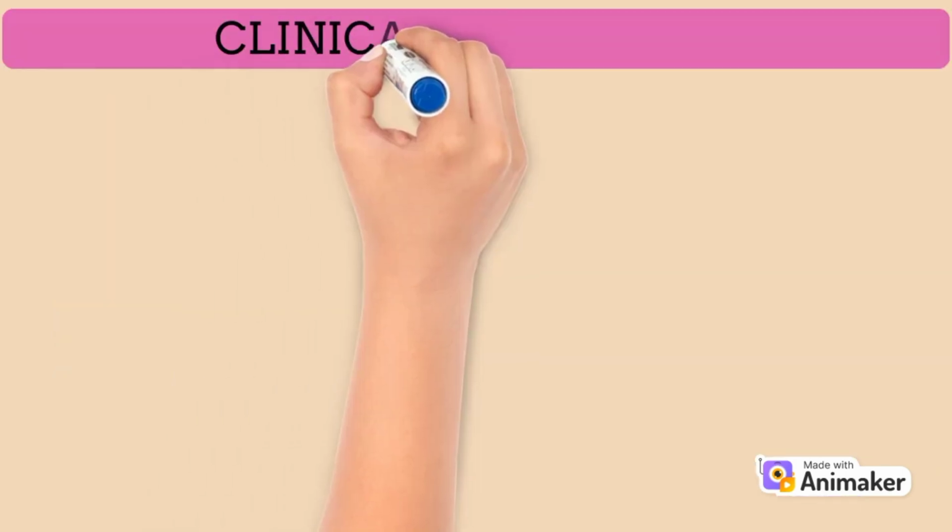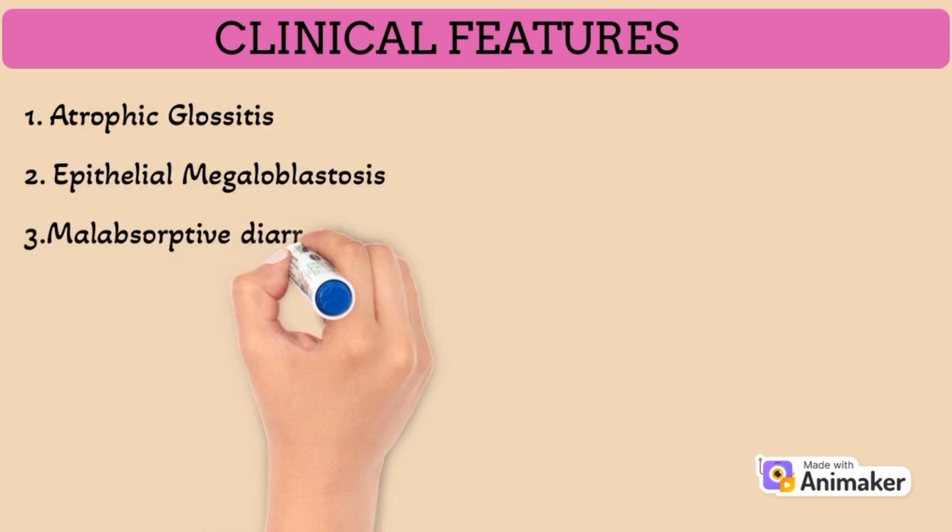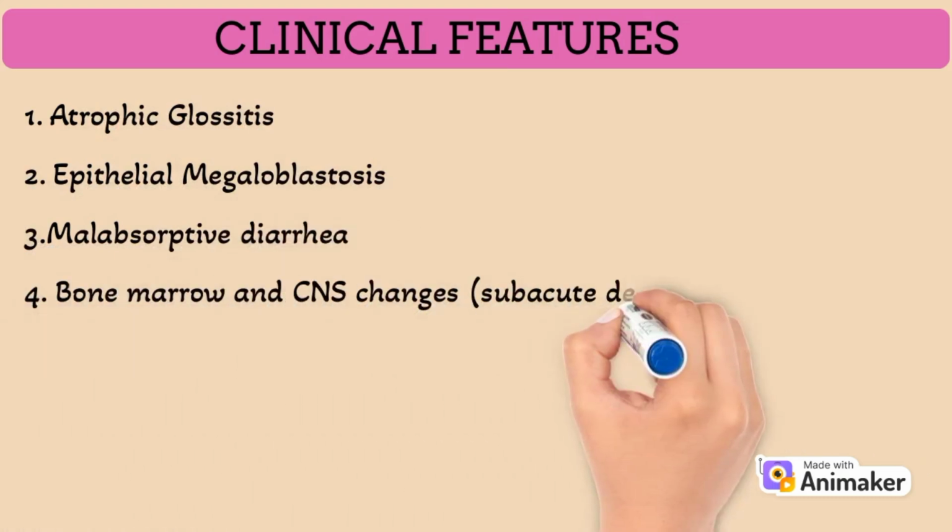Clinical features: 1. Atrophic glossitis, 2. Epithelial megaloblastosis, 3. Malabsorptive diarrhea, with bone marrow and CNS changes. Subacute degeneration of spinal cord.